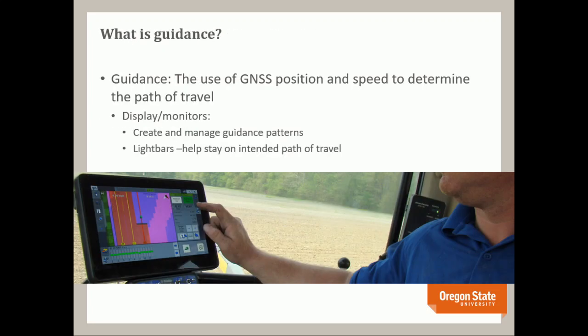What is guidance? Guidance is the use of GNSS position and speed to determine the path of travel. The display and the monitor are used to create and manage the guidance pattern. A lightbar helps stay on the intended path of travel.